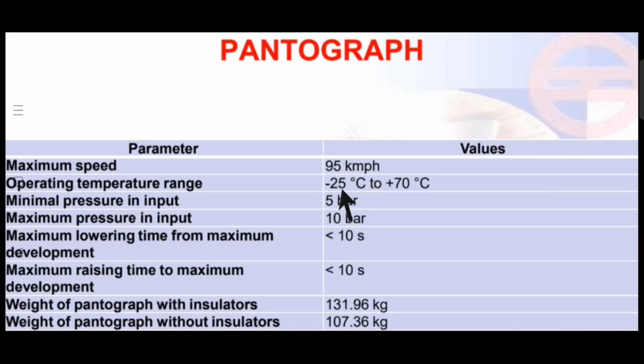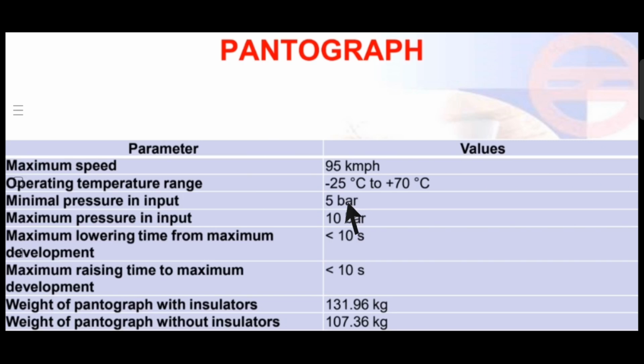Operating temperature range is minus 25 degrees Celsius to 70 degrees Celsius. Minimal pressure in input is 5 bar, maximum pressure in input is 10 bar. So we can say input pressure in pantograph. We have the panto control circuit, about which I am going to discuss in a detailed manner in my upcoming videos, right? In the panto control circuit there is incoming pressure, and the panto control circuit modifies that pressure and transmits it to our pantograph, due to which the pantograph is raised from the lower position to the upper position, right? So that's what is written here.